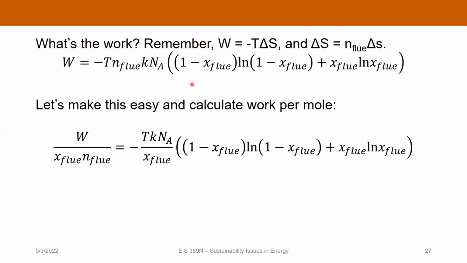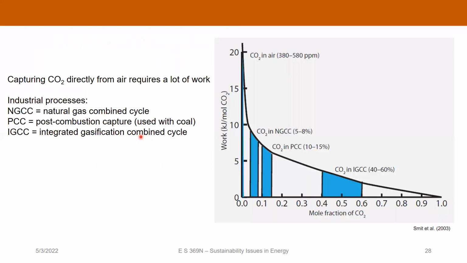And so this gives us this expression here, and we can make this a little bit easier on ourselves, and we can normalize this with respect to the work done per mole. So we'll divide this by x flu times n flu, which is just the work per mole. And so we get this expression over here, which again is just in terms of the incoming concentration and the temperature. And so you can plot this, so you can see how much work is required to separate CO2 from an incoming gas stream with a particular mole fraction, okay?